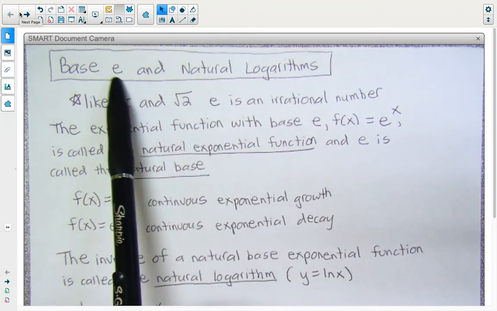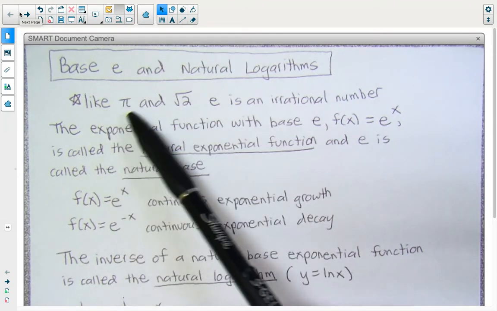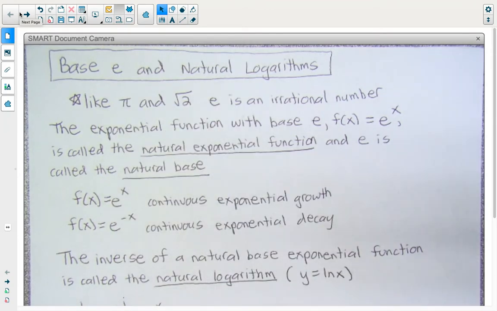So base e is a number. Like pi and the square root of 2, e is an irrational number. If you were to type e into a calculator or Desmos, it's going to give you a number. It's like 2.7, etc., etc. We will explore that in just a minute.